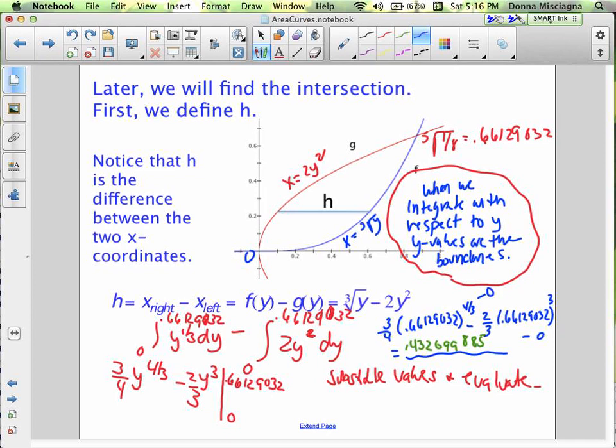66129032 to the third power times 2/3 gives us, oops, stick with the green pen, minus 0.1927903259. You can't even squeeze that in there.